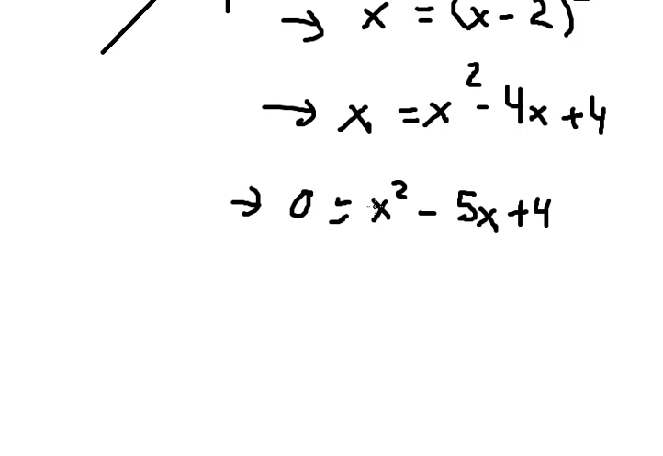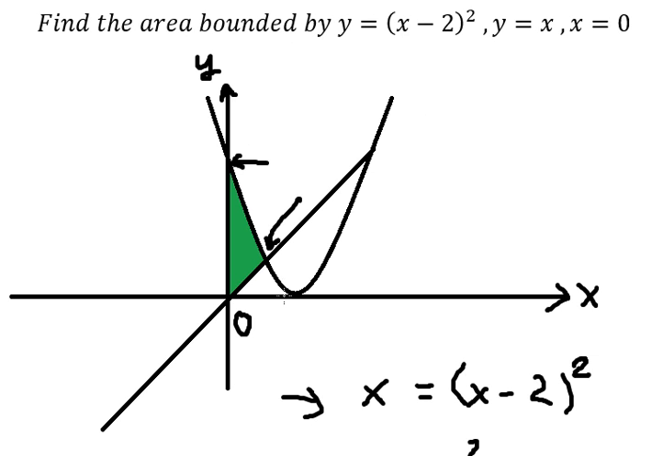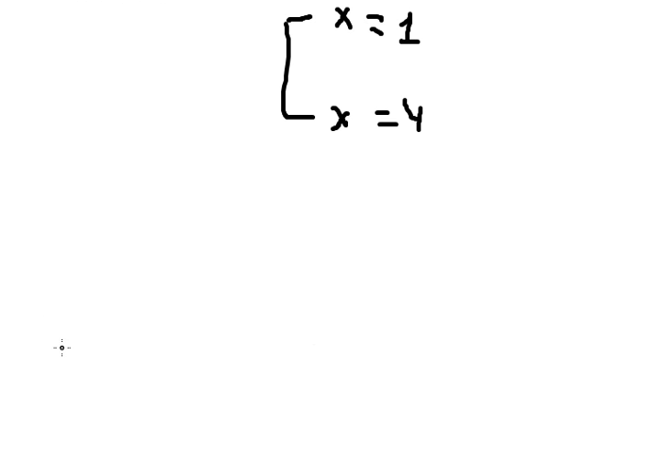And now we need to find the solutions of this one. So we have x equals 1 and x equals 4. Now if we look on the graph, this one that will go first in here, that's number 1. So this one is number 4. But we just find the area in here. So the bounds of this one are from 0 to 1. And now we have the integration.